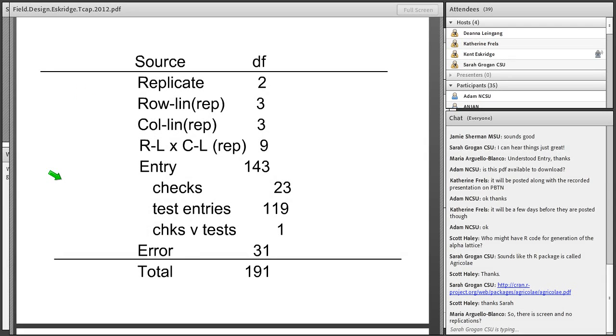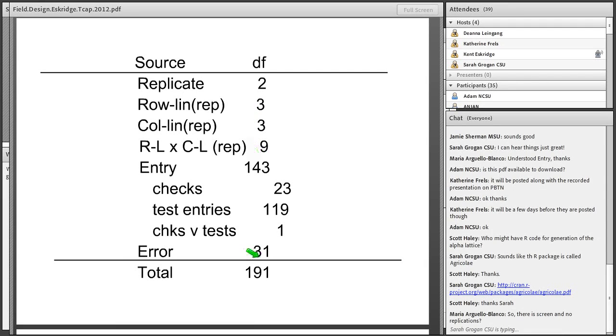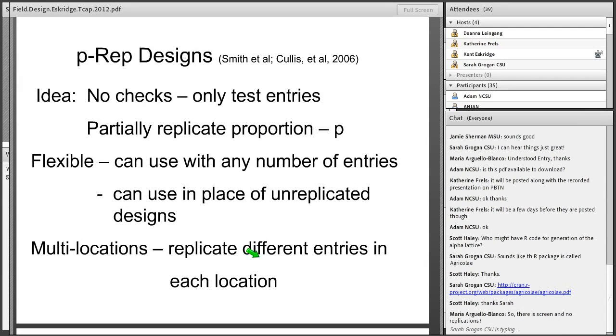And so if I have 3 replicates, I'd have a degree of freedom for linear row for each of the 3 replicates, a degree of freedom for linear column for each of the 3 replicates, and then 3 by 3 is 9 degrees of freedom in terms of how those things interact, and hopefully that removes most of the row and column effects. And then we can evaluate the entries with the remaining ANOVA with 31 degrees of freedom for error. So that's an easy ANOVA to use, easy to understand, and it gives enough degrees of freedom to have a reasonable test.